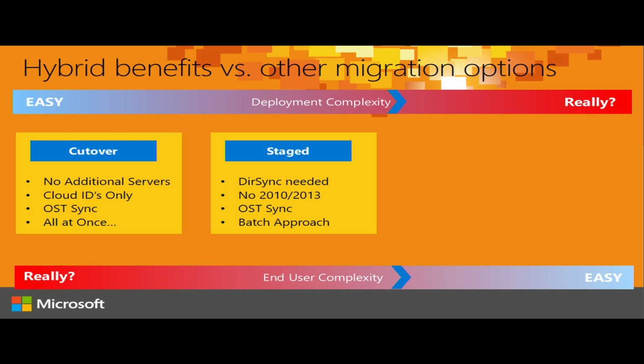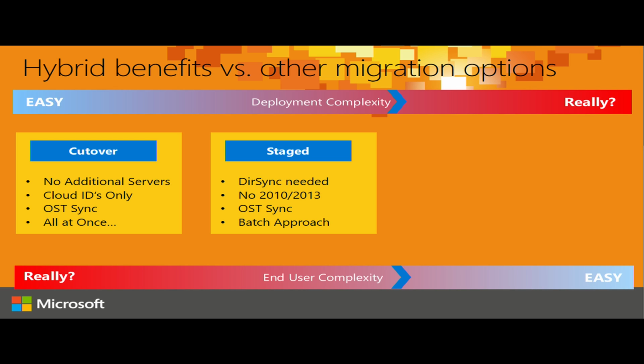So the next approach there is staged migration. Staged migration gives you the opportunity to do a batch approach. It does require DirSync. The only downside of this is it only works with Exchange 2003 and Exchange 2007. If you've got Exchange 2010 in your environment, or 2013, then you won't be able to use this migration approach. Same with cut-over migration, you'll have to reconfigure the Outlook profiles.